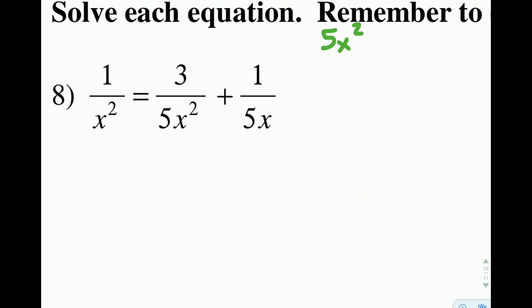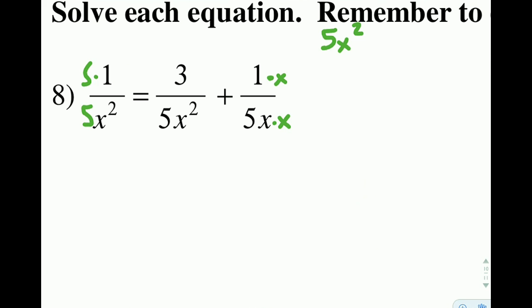So for the first one, I'm missing a 5, so I'm going to multiply top and bottom by 5. Second one, I have everything I need. I have a full 5x squared. And the last one, I have 5x. I want it to be x squared, so I need to multiply by another x. Note that I don't need to square the top and bottom. I need to multiply by one more x on top and bottom. Squaring the top and bottom is never going to be a valid thing you can do when you're changing an expression.